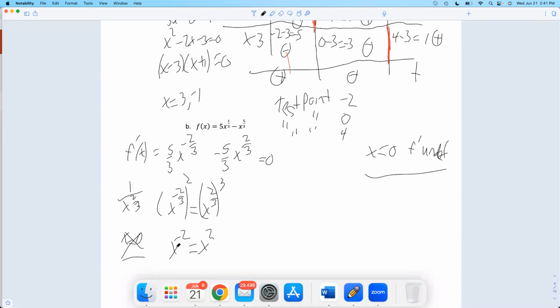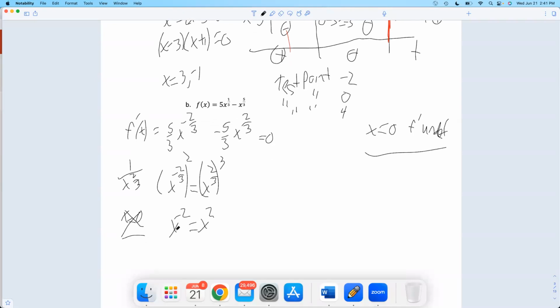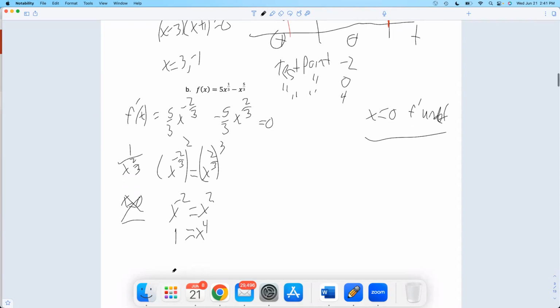Now multiply both sides by x squared, or think of it as moving these over to the other side. You would get 1 equals x to the 4th. That has 4 solutions, 2 of which are complex numbers. The only real solutions there are plus or minus 1. So I've got 3 critical values, 2 where the derivative equals 0, and 1 where the derivative is undefined.